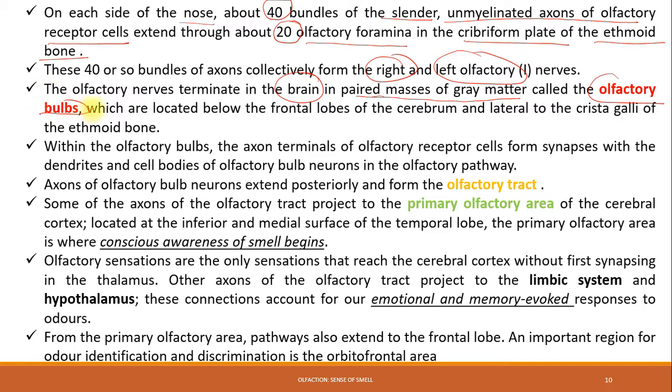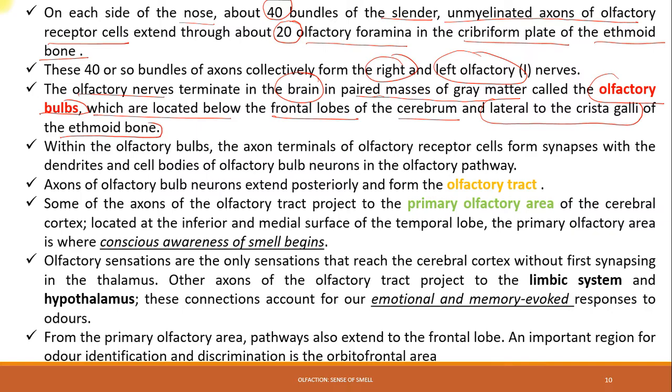It is the masses of gray matter formed because of the olfactory nerves. These olfactory bulbs are located below the frontal lobe of the cerebrum, and they are present lateral to the crista galli of the ethmoid bone. In order to understand what the crista galli of the ethmoid bone is, my suggestion would be to please refer to the anatomy of the skull from the chapter on skeleton.